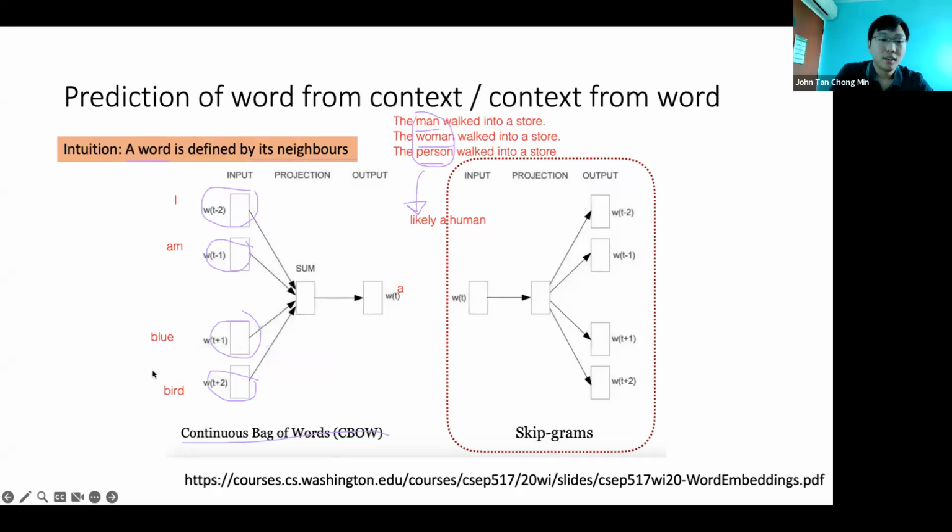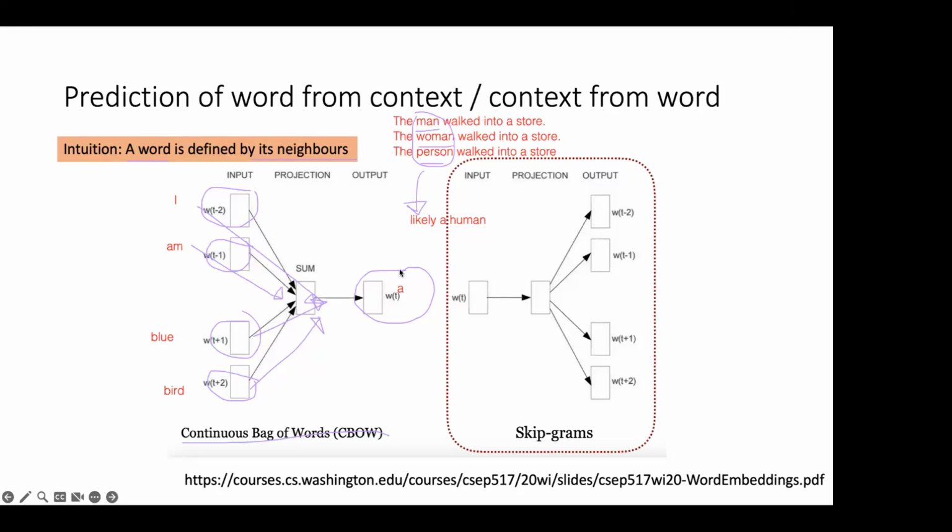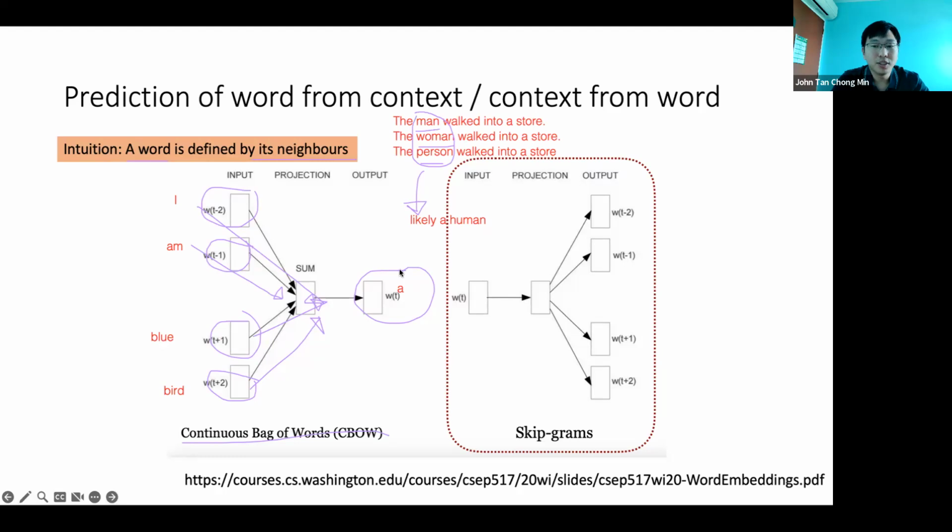Given I am blank blue bird, can you, based on your surrounding words, predict this word? Do you think it's possible if I give you two words on the left and two words on the right? Can you predict the middle word? Does anyone think you can? Yeah, often you can. If you can't pick the word, you can often get pretty close. Context is king. So this idea of continuous bag of words is quite powerful.